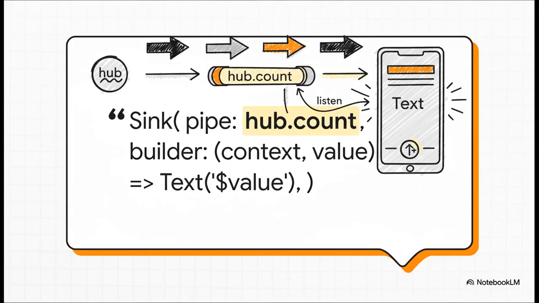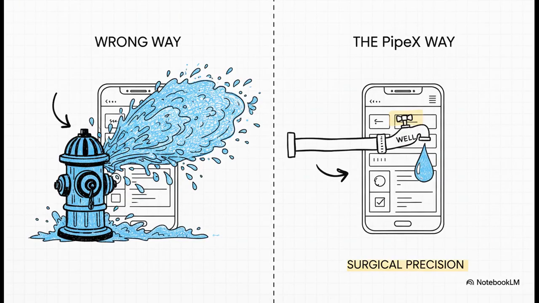And then what about the UI? It's this easy. Seriously. You just wrap your text widget in a sink, point it at the hub.count pipe, and the builder gives you the value. Done. Now, no matter where you call increment from, the only thing that's going to rebuild is this one tiny text widget. Nothing else. And that, right there, is the whole game.